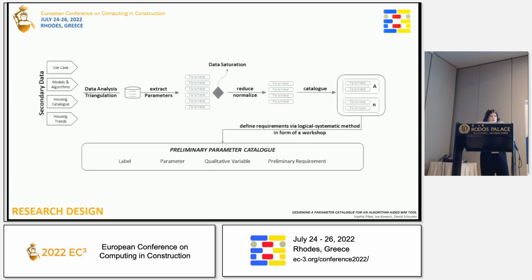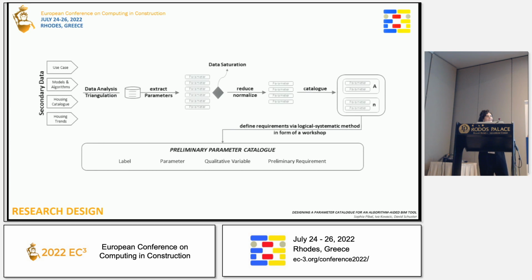And of course, there were numerous multiple mentions of parameters. And we had to go into a phase of reduction and normalization. So highly similar or identical parameters were clustered or put together. And then in the cataloging phase, we tried to identify the relations between the parameters.